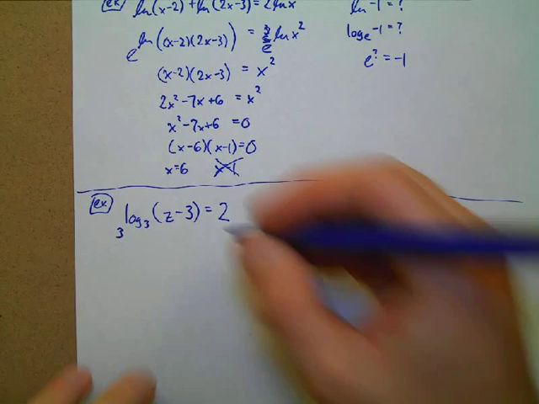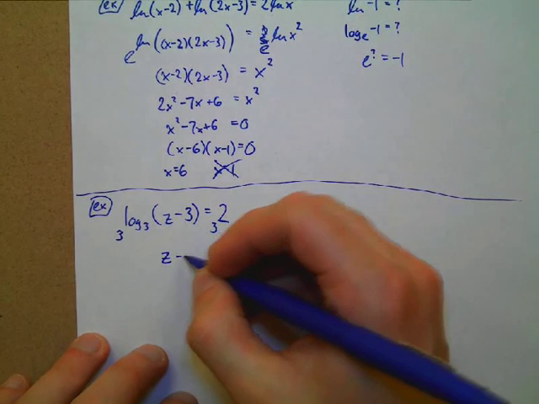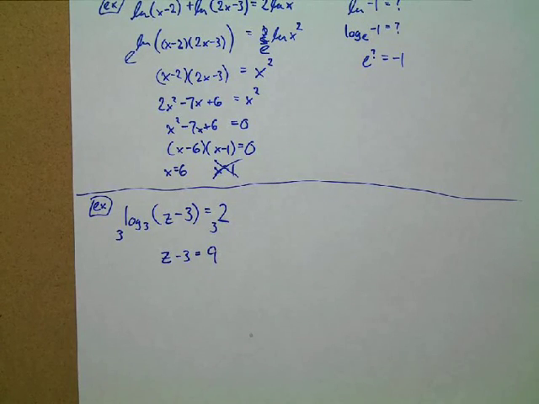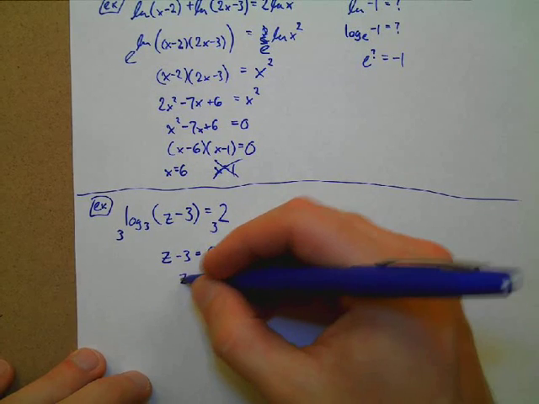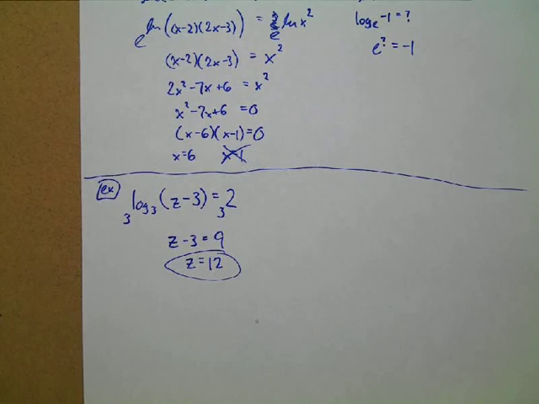Okay, and so we're left with z minus 3 equals 3 to the 2, which is 9. So we add 3 to both sides, and we get z equals 12. Okay, so z equals 12 there. That's something you can maybe have figured out by guessing and checking, or not guessing, but rewriting in exponential form. You could have even rewritten that in exponential form and gone from there too.